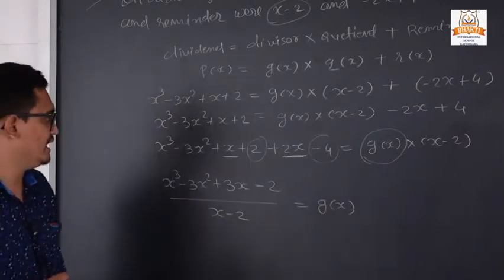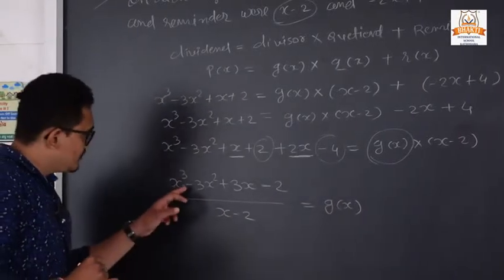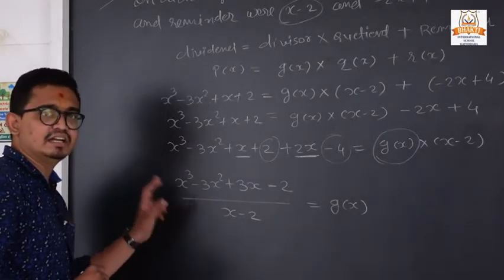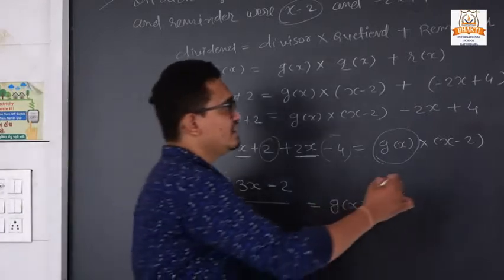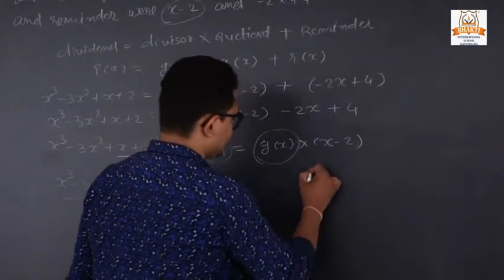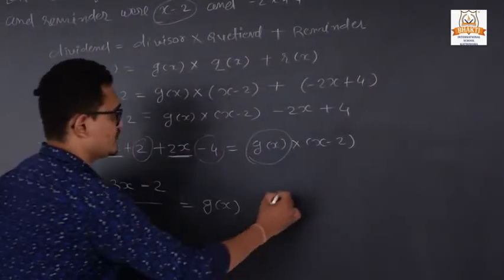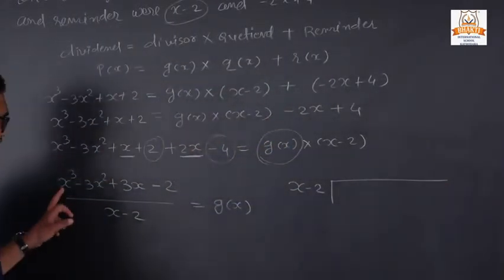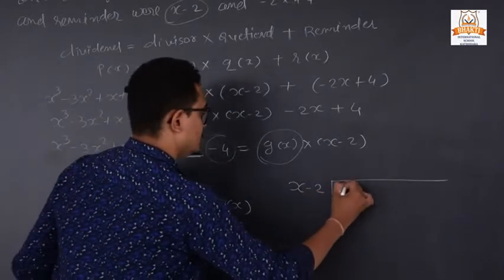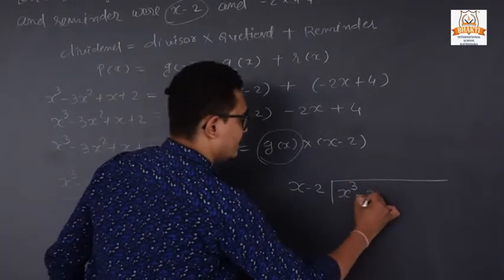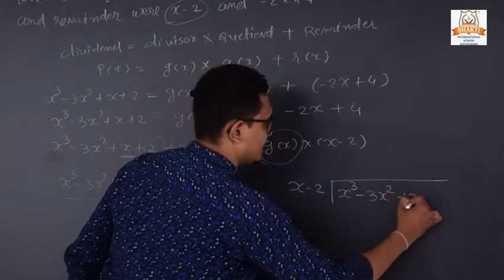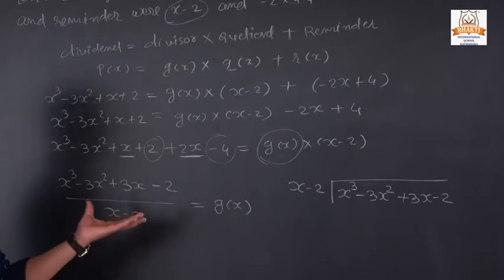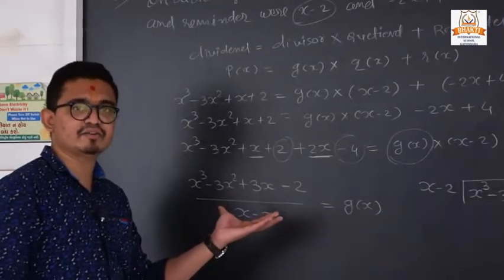G of x. Now here see that it is a polynomial division. It is a polynomial division. So here we can start the polynomial division. So first of all we can write x minus 2, then here x cube minus 3x square plus 3x minus 2. So it will be the same as the formula we performed in the last lecture.